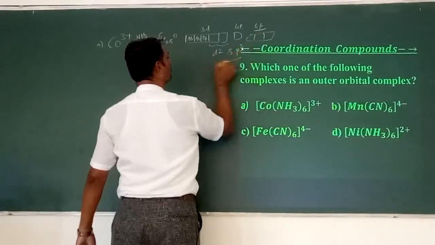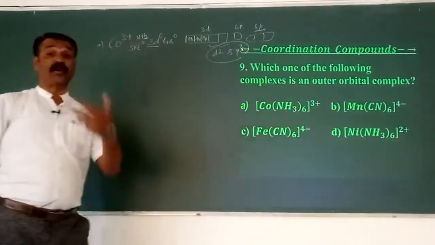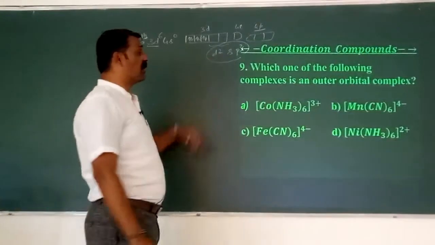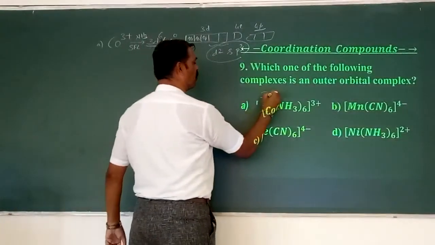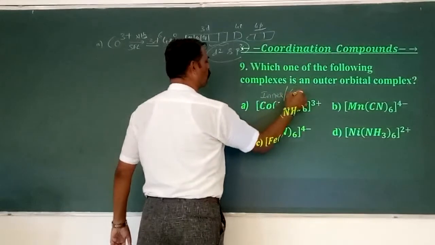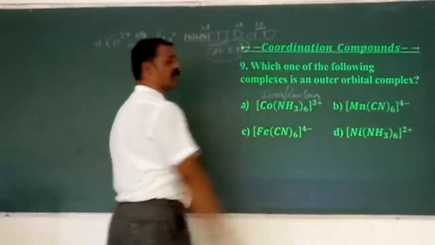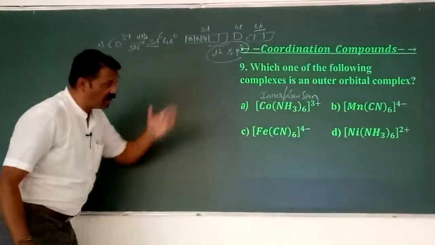Therefore, 4, 3 are of 3 types, I think. Whether it is (n-1)d or nd. Previously it is called as n-1, and n-1 means it is called as inner. Inner are also called as low spin complexes. Low spin complex.